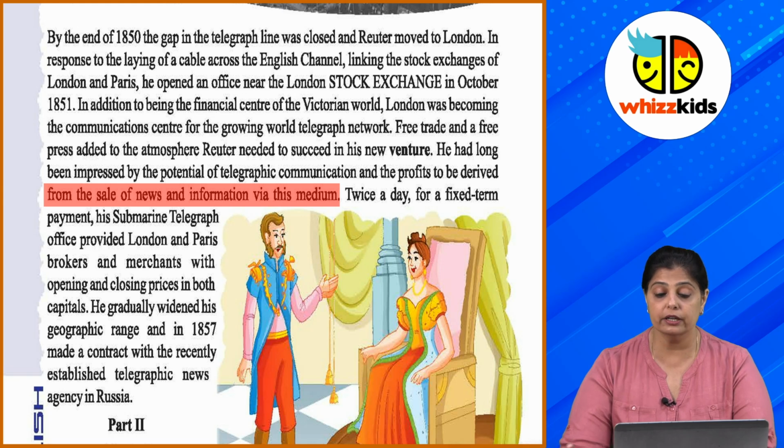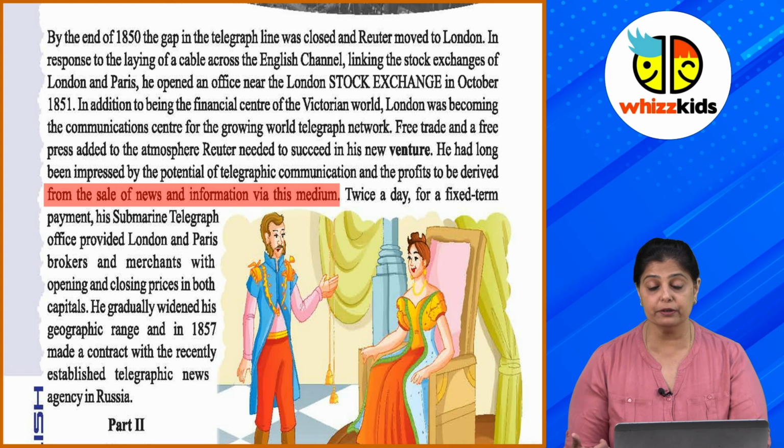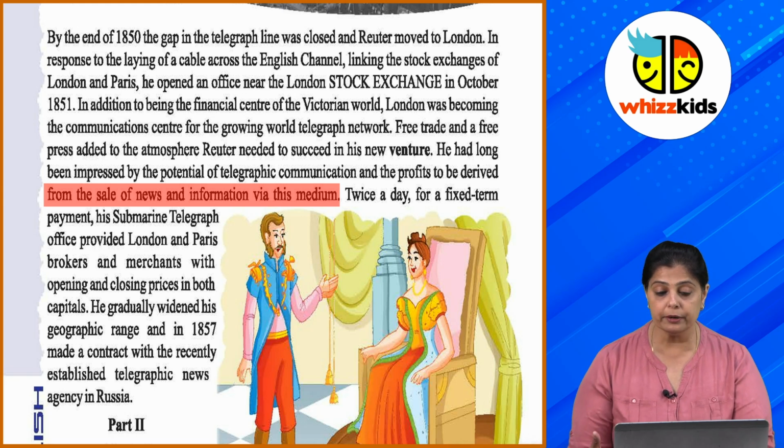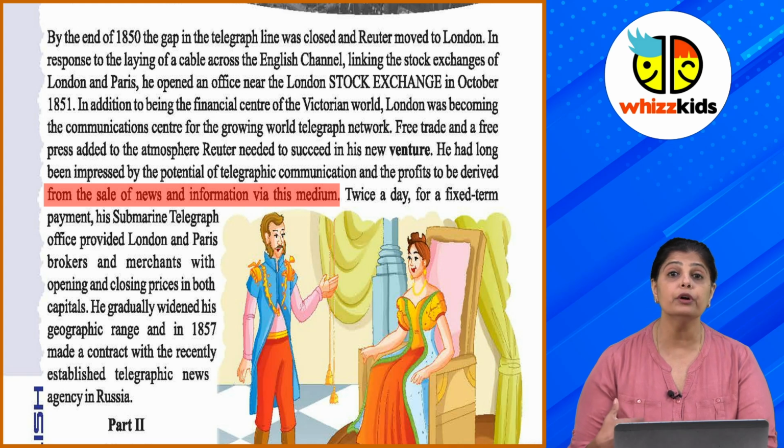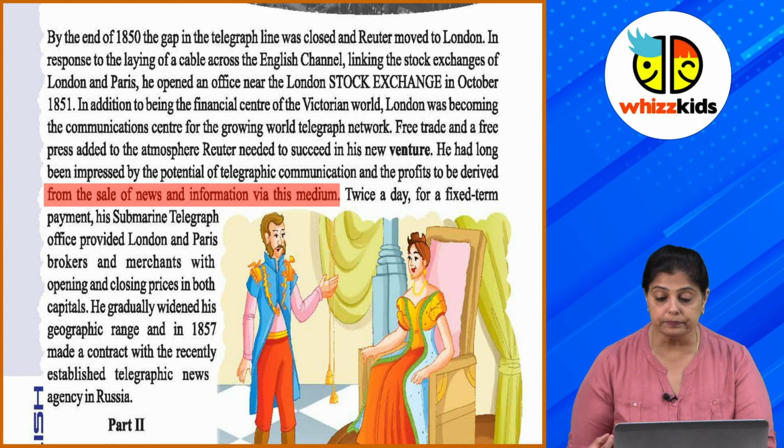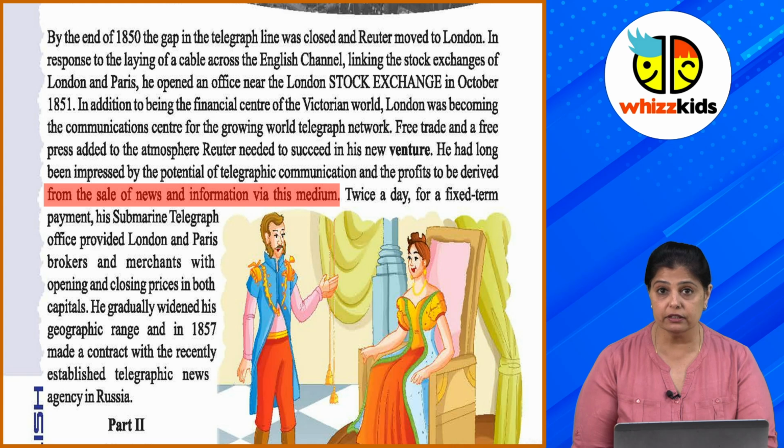Now he succeeded, okay, the world telegraph network was created, free trade started happening, free press added to the atmosphere. Now Reuters succeeded in his new venture, okay, of the telegraph, and he had long been impressed by the potential of telegraphic communication, okay. So he was quite impressed by everything and he wanted to take this venture forward. So the profits that he derived from the sale of news and information via this medium had risen.